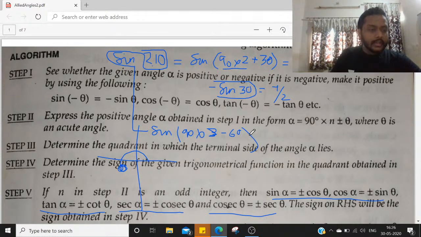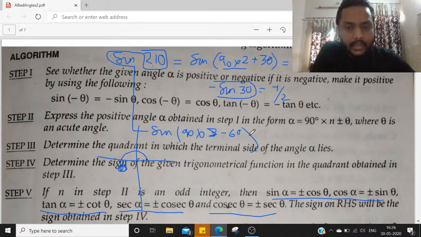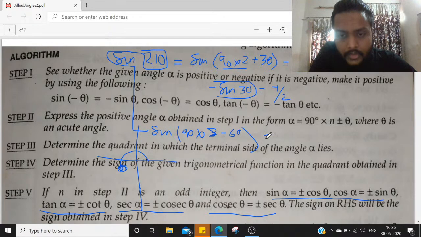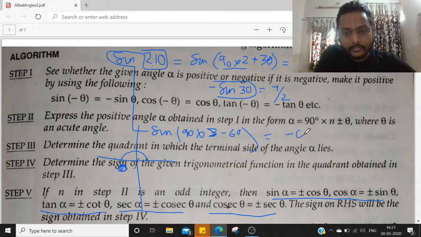Right? In this particular case, because here I am having sine of 90 times 3 minus 60, I can write it in this way. In the third quadrant your sine is negative, so you will be writing a minus sign over here. Moving forward, because you have the odd multiple, the sine will get changed to cos. After changing your sine to cos, now you will be writing minus cos 60. And if you find out the value of cos 60, what is your cos 60? Your cos 60 is nothing but 1 by 2 and you are getting the answer as minus 1 by 2.